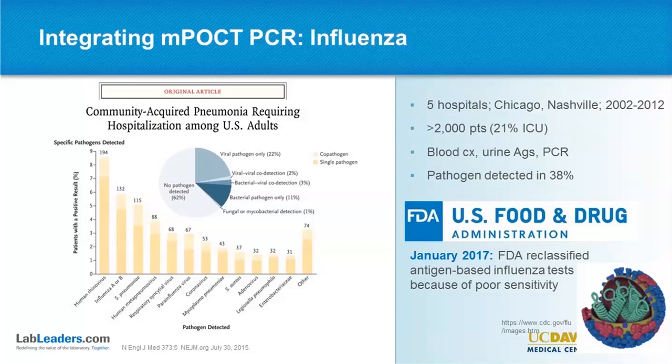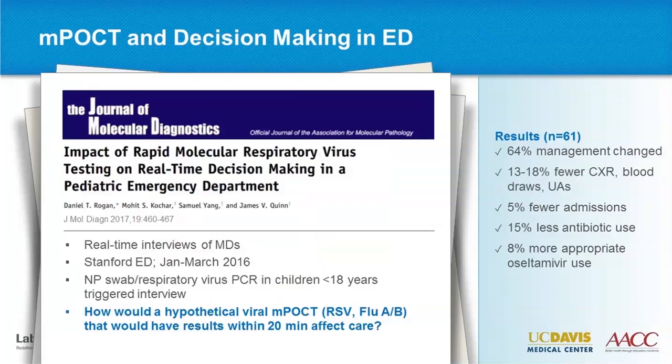What also drove the implementation of this, in addition to having objective means to drive down unnecessary antibiotics, is that in January 2017, the FDA finally released the much-awaited reclassification of antigen-based influenza tests because of how badly they performed. So by 2018, most of us rushed to the store to buy these devices that could actually replace them, and it was used to great effect.